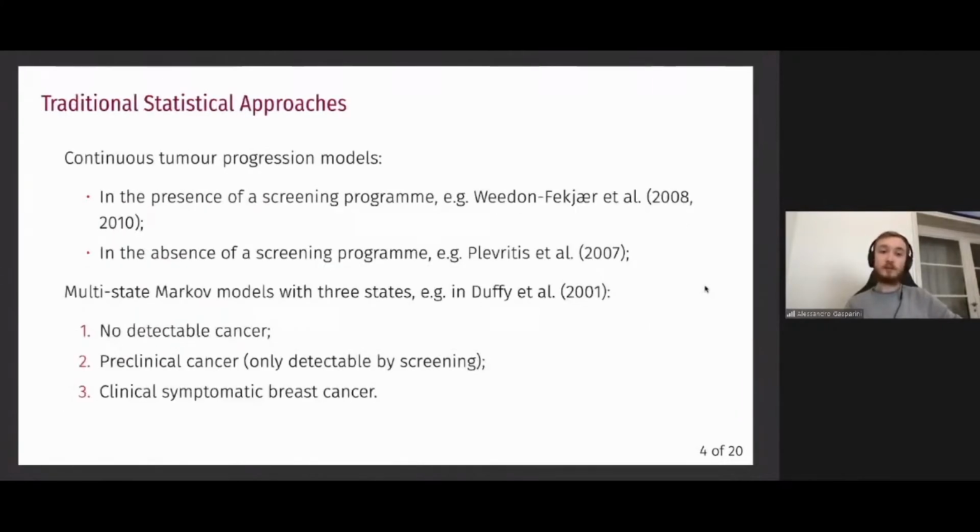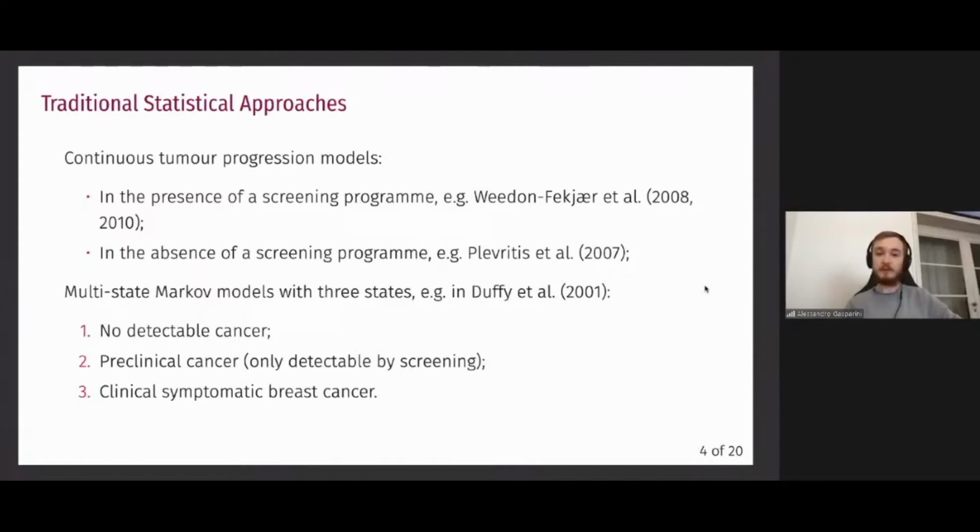Traditional statistical approaches to modeling tumor growth cancer data are continuous tumor progression models, either in the presence of screening or in the absence of screening, and multi-state Markov models, which have traditionally been developed with 3 states, such as no detectable cancer, preclinical cancer that is only detectable by screening, and then clinical symptomatic breast cancer.